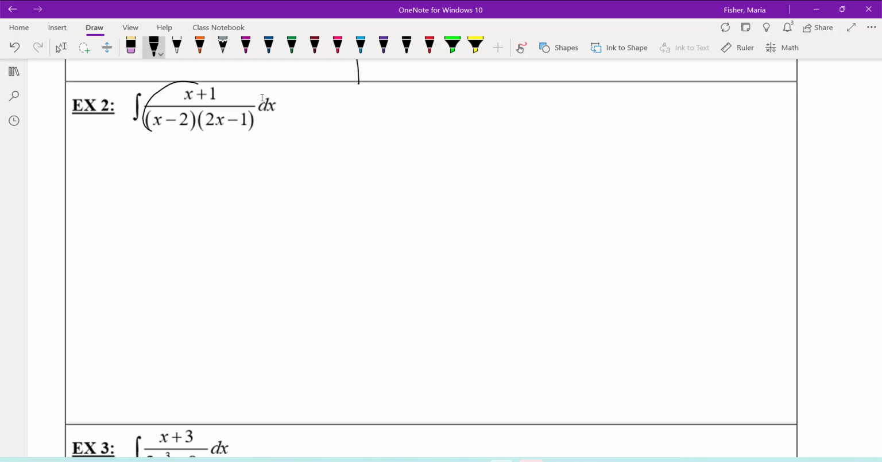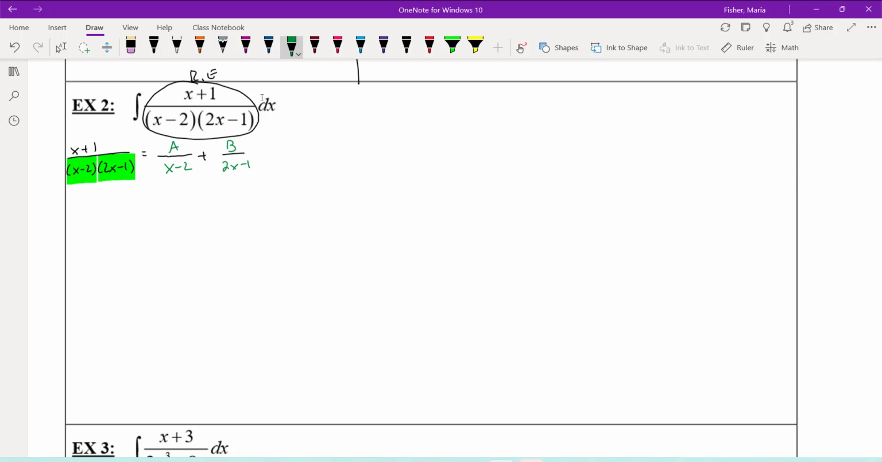So I take this rational expression, (x plus 1) over (x minus 2)(2x minus 1), and it is going to equal, well, this guy here is linear, and since it's linear, I'm going to put it over a constant, so A over x minus 2, plus, well, this guy here is still linear, so B over 2x minus 1, a constant B.